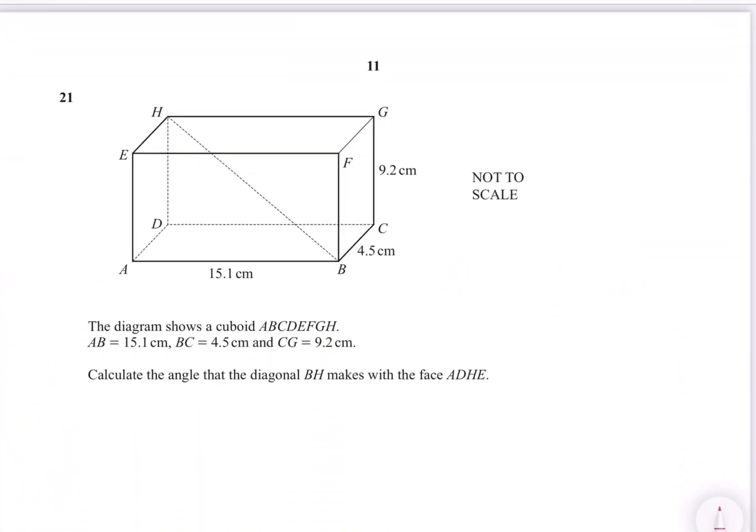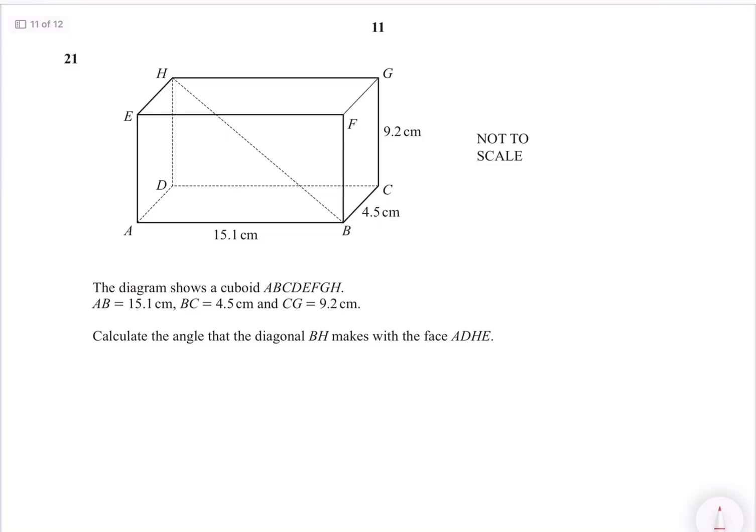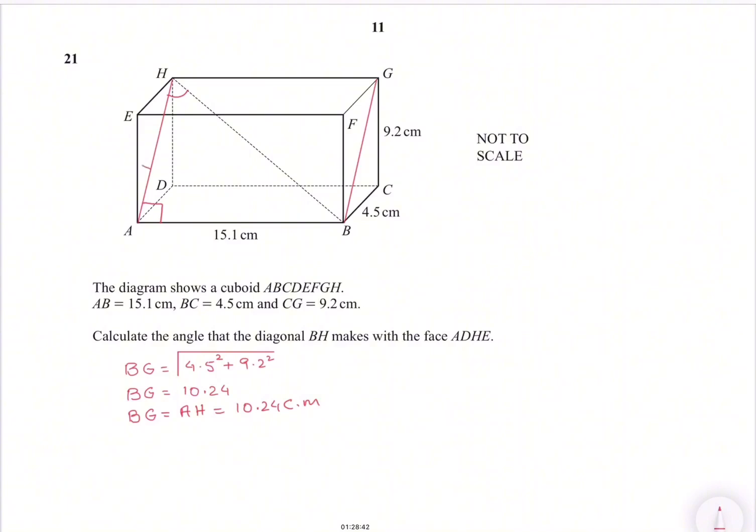Question 21. Calculate the angle that the diagonal BH makes with the face ADHE. So this is the diagonal and the angle he wants. The diagonal BG is the same as the diagonal AH. So we can find BG with the help of Pythagoras theorem. BG equals this. So BG equals AH. So AH is 10.24.